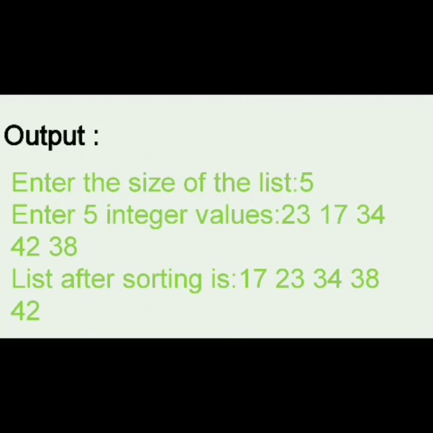The output is: Enter the size of the list: 5. Suppose you enter 5 integer values, we have taken 23, 17, 4, 42, 30. And the list after sorting is 4, 17, 23, 30, 42. So these are arranged in ascending order.